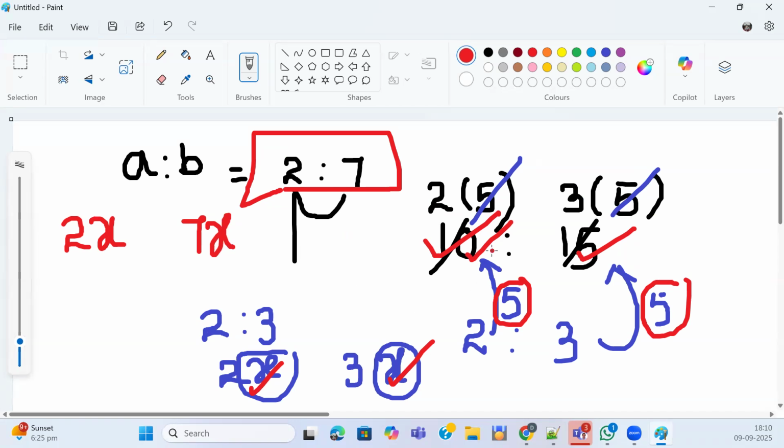Why? Take an example, 10 and 15. The ratio is 2 is to 3. If I multiply with the same number, then only I'm getting the original number. That is why whenever the ratio is given, you can assume the numbers as 2x and 7x.